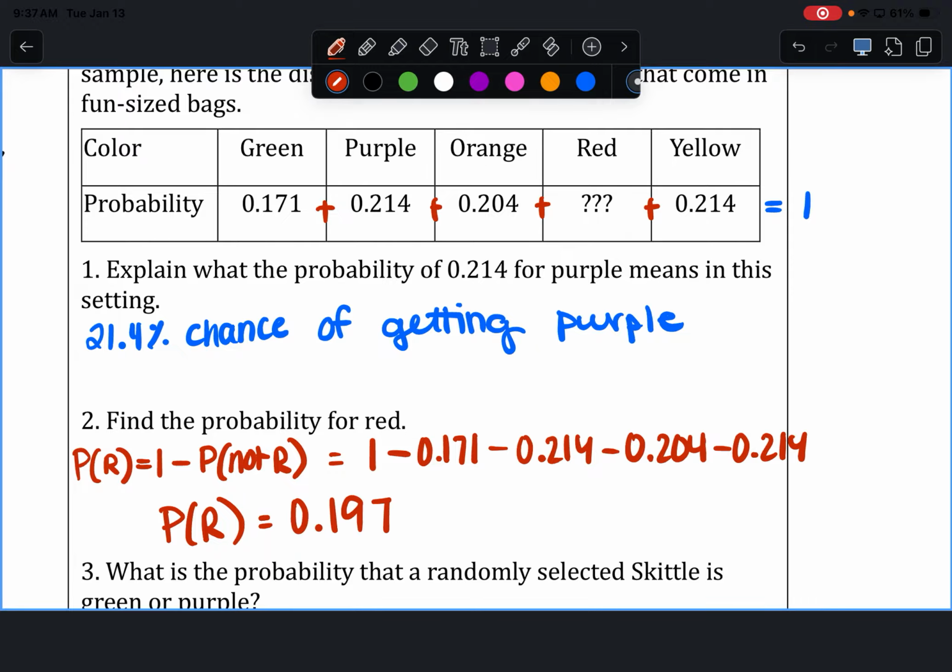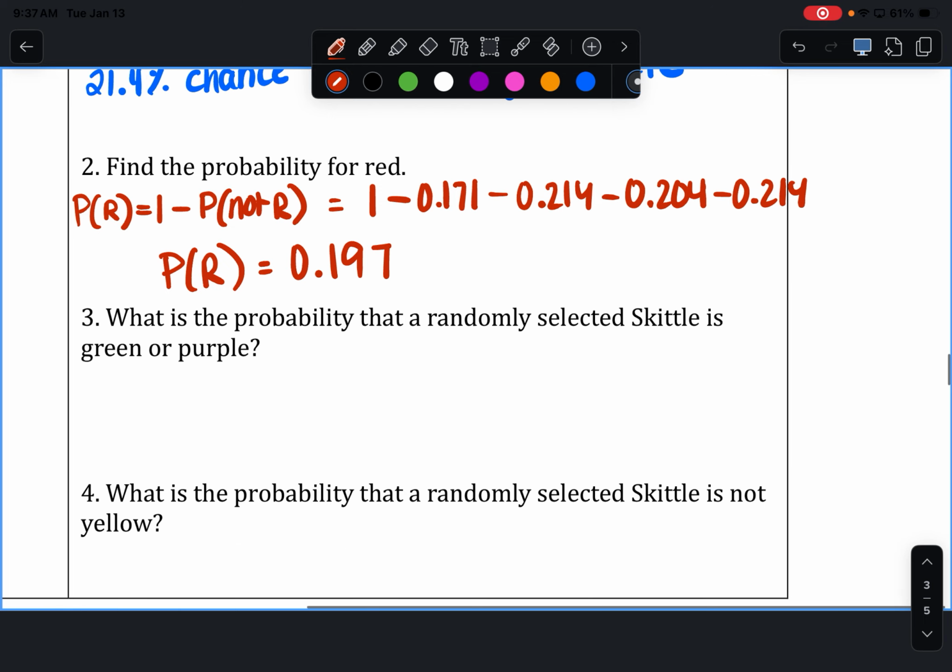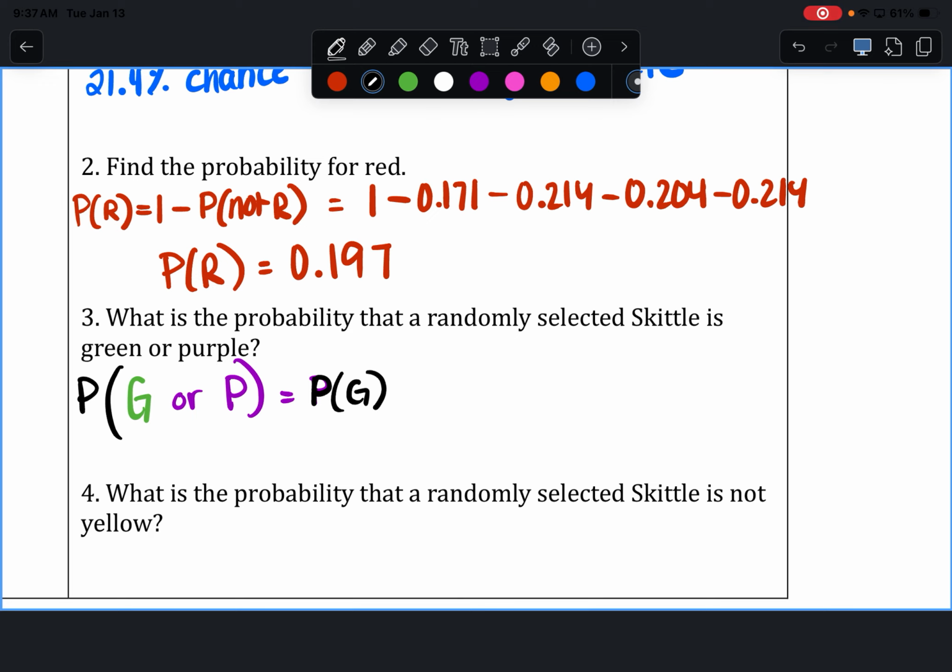Now, what is the probability that a randomly selected Skittle is green or purple? So we're trying to figure out the probability that it is green or purple. If I'm only selecting one Skittle, can I grab both a green and a purple? No. So that's mutually exclusive, so I can just do the probability of selecting a green plus the probability of selecting a purple.